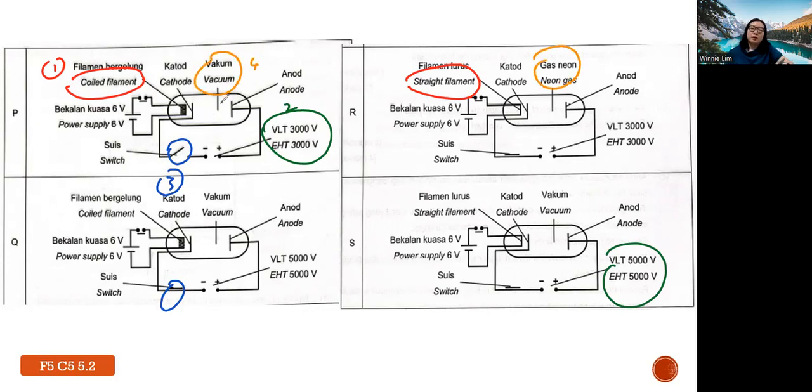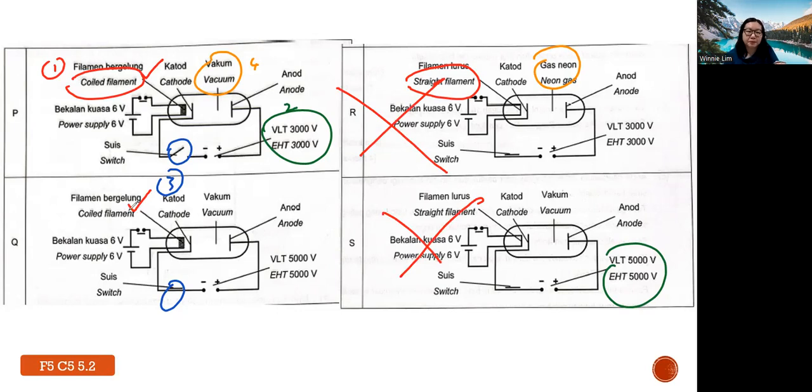So, straight filament or coil filament, which is better? You want to produce more electrons or fewer electrons? You want more, right? So the filament in coil shape will have a bigger surface area, so more electrons are emitted. So that's why coil is the best one. That means you don't need to look at R and S anymore, because both are straight.